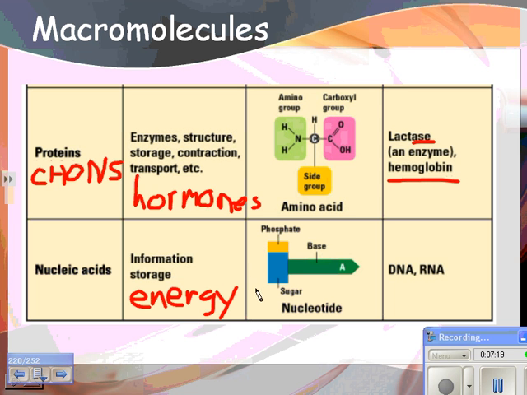The monomer of a nucleic acid is a nucleotide, and the nucleotide has three parts to it: a sugar, a phosphate, and a base. And so you should know the differences between DNA and RNA. The sugar in RNA is ribose, the sugar in DNA is deoxyribose. The bases in DNA are ATCG, in RNA it's AUCG. And then examples would be DNA, RNA, and ATP.